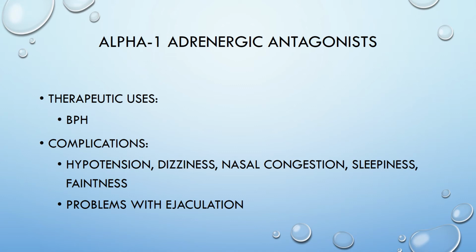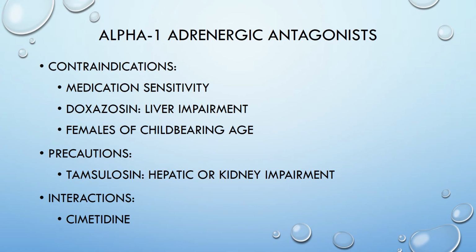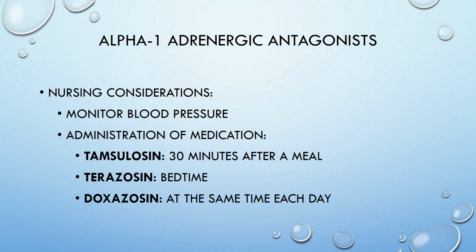They also can have problems with ejaculation, so it could be failure or decreased volume with Flomax. Then contraindications: medication sensitivity. Doxazosin can be liver impairment, females of childbearing age. Precautions: tamsulosin, hepatic or kidney impairment, and interaction with cimetidine. Nursing considerations: monitor blood pressure, administer medication. So the tamsulosin 30 minutes after a meal, terazosin at bedtime, and doxazosin at the same time each day.